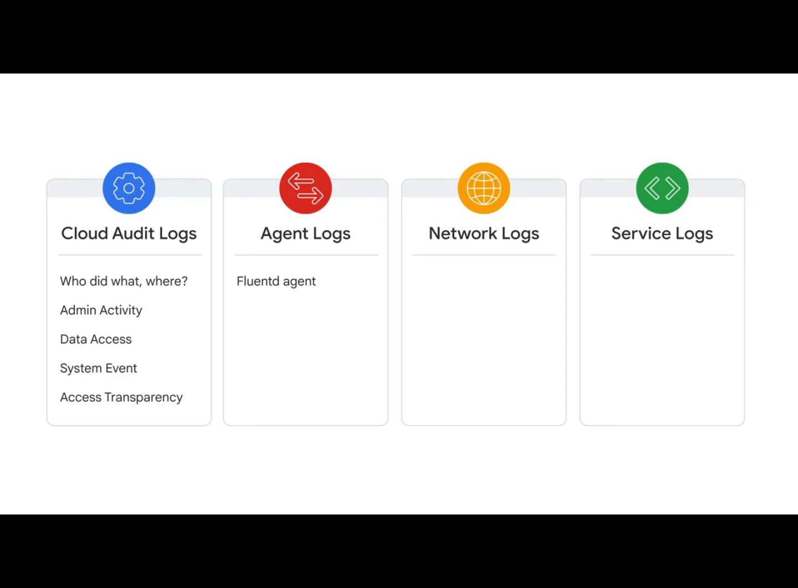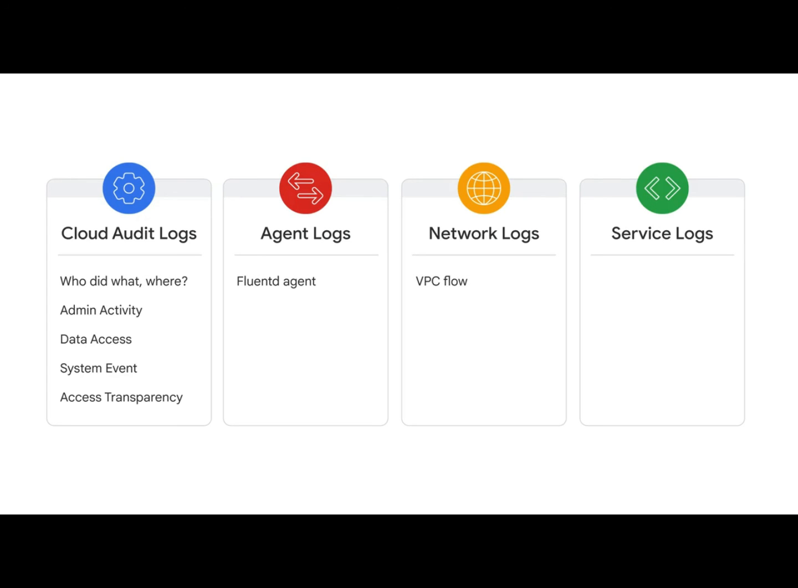Agent logs use a Google customized and packaged FluentD agent that can be installed on any AWS or Google Cloud VM to ingest log data from Google Cloud instances. For example, Compute Engine, managed VMs or containers, and AWS EC2 instances.